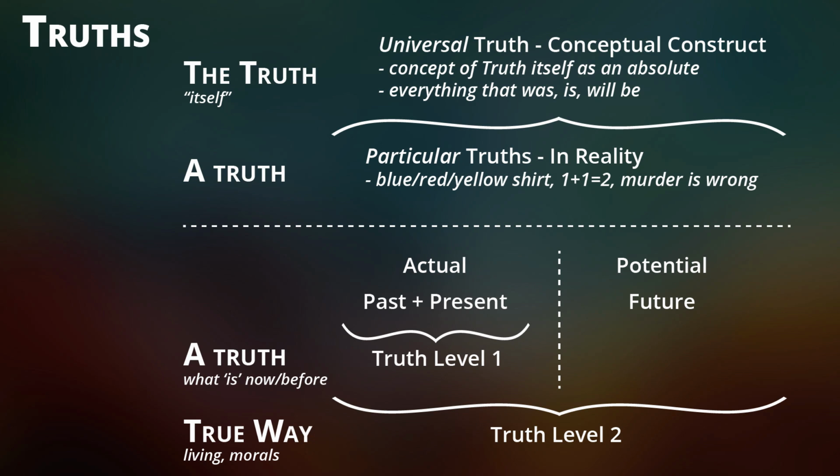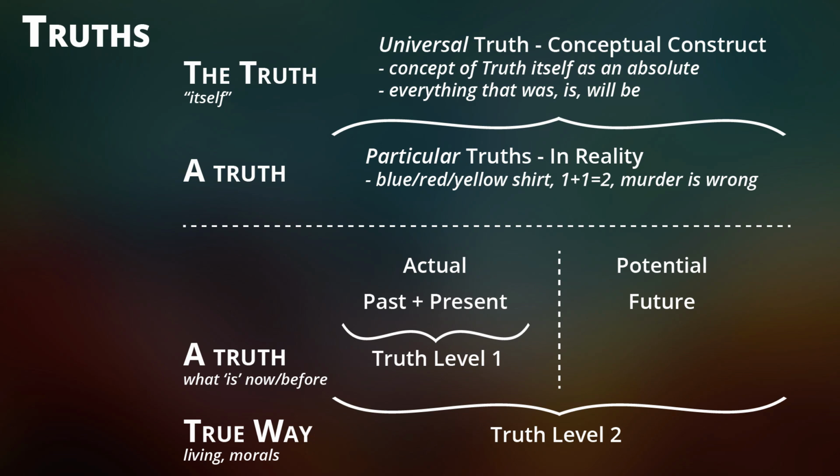So within the all-universal truth, the conceptual construct of everything that is, you have particular truths in reality, particular things, something that was, is, or will be. Not everything, but a particular. So a particular truth exists in reality, whereas a universal truth is only a conceptual construct. So particular truths, for example, are a specific one related to a blue shirt or red shirt or yellow shirt. Another particular truth, which is universal, not as the universal truth, the concept itself, but a universal truth in the particular truths of reality. Do you understand?